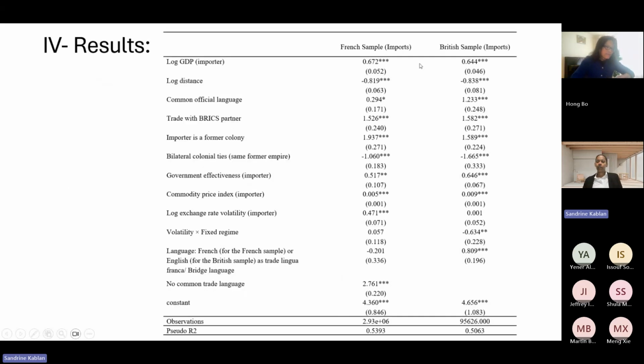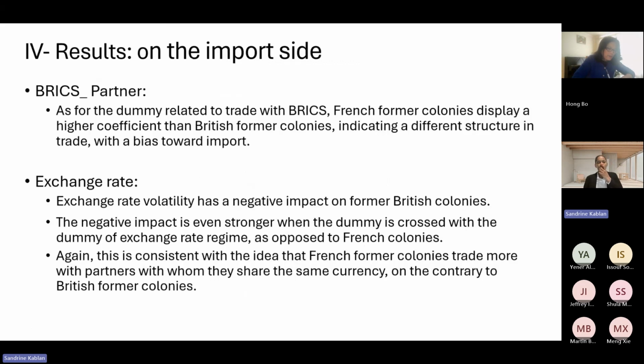Now, as for imports, these are the regressions for French former colonies and British former colonies for the import side. And what we can see is almost the same pattern. For BRICS partners, French former colonies display a higher coefficient than British former colonies, indicating a different structure in trade with a bias toward import. It means that when it is about import, French colonies tend to import more.